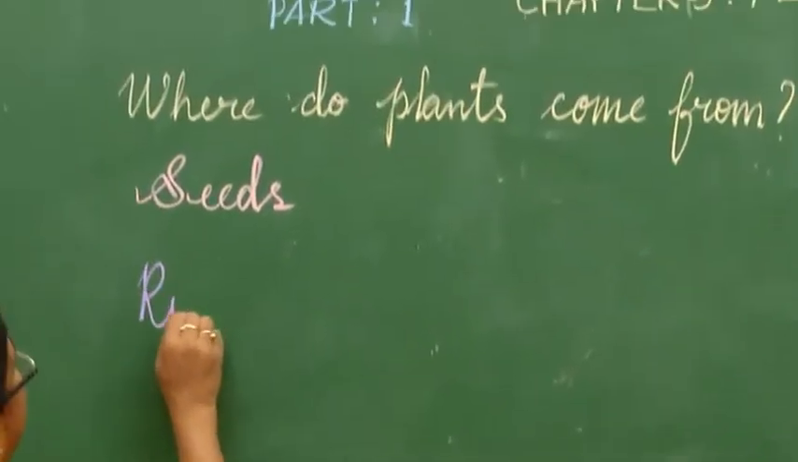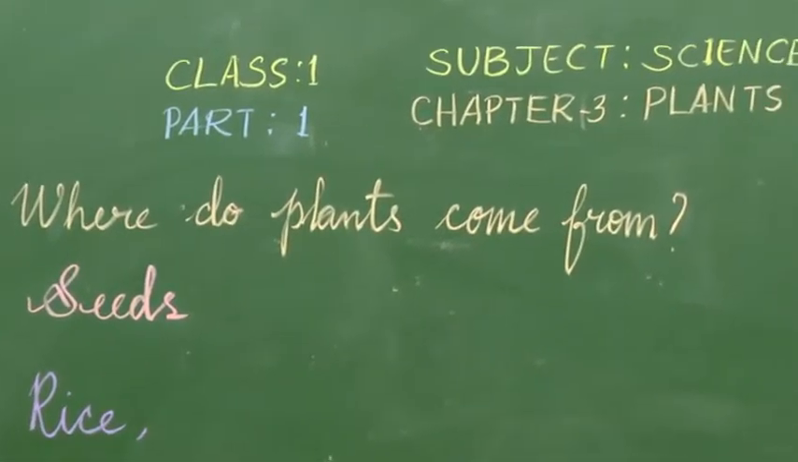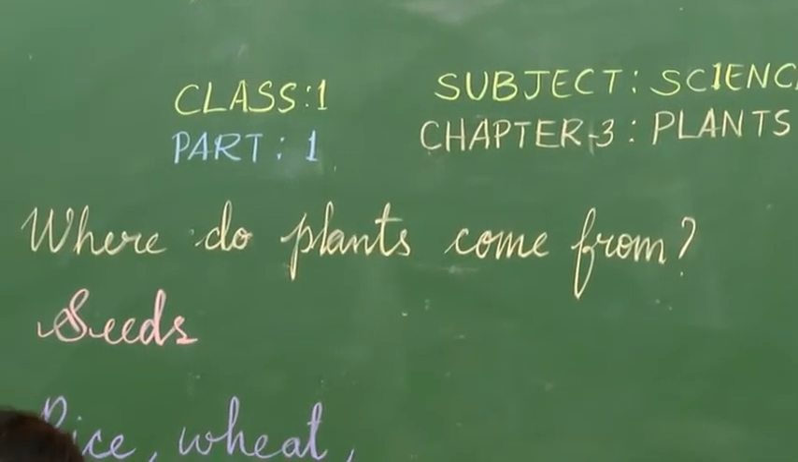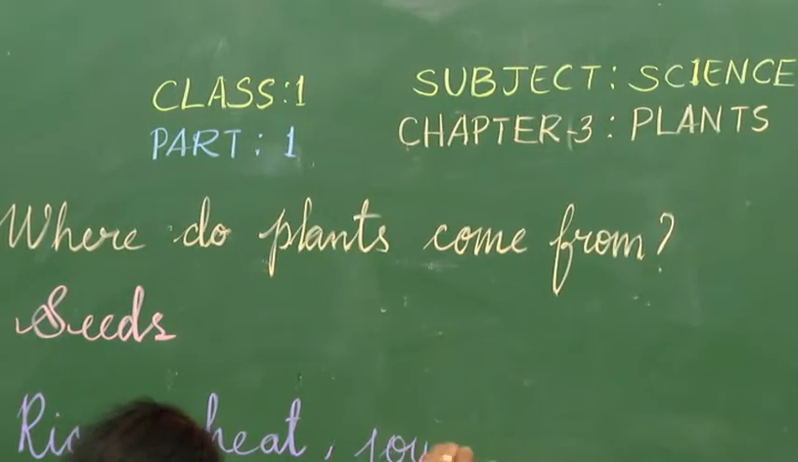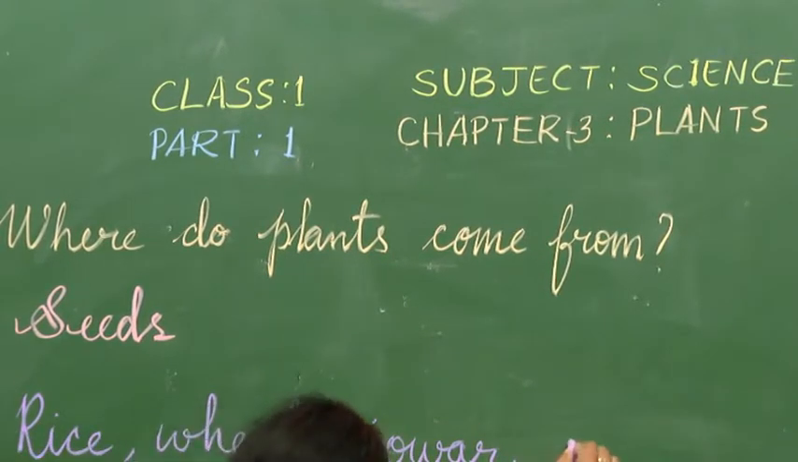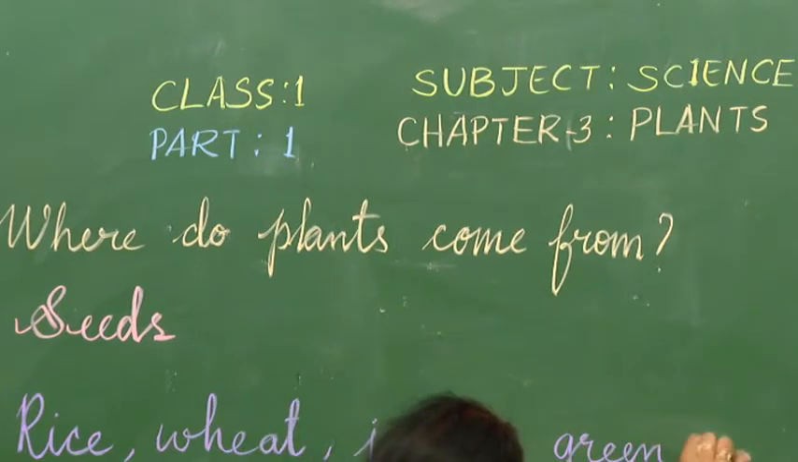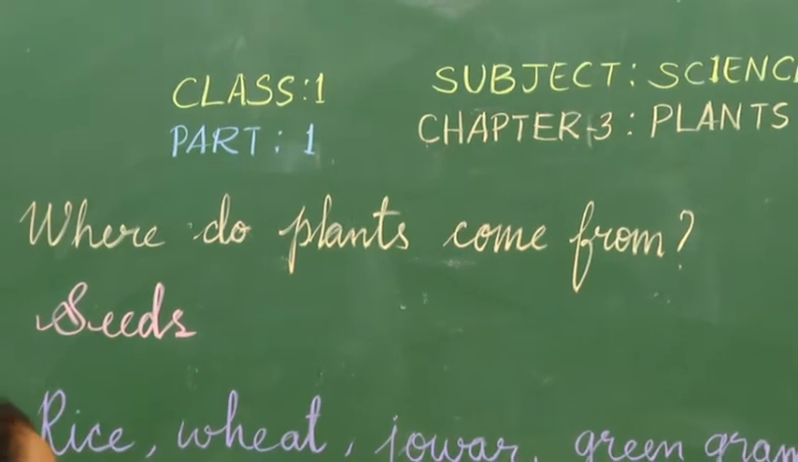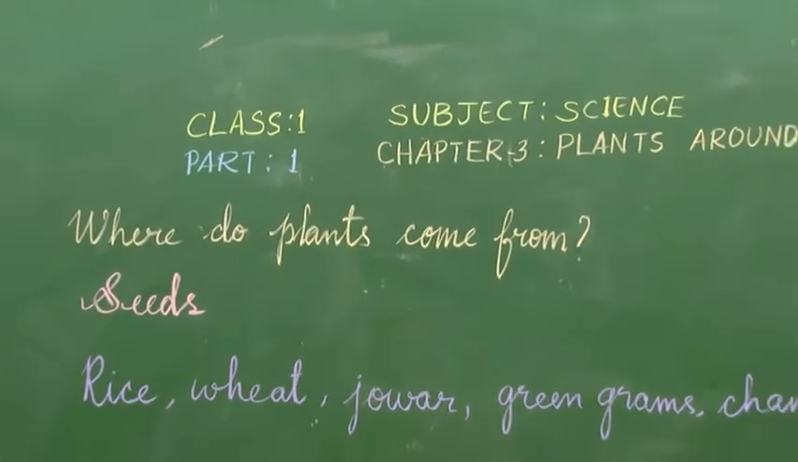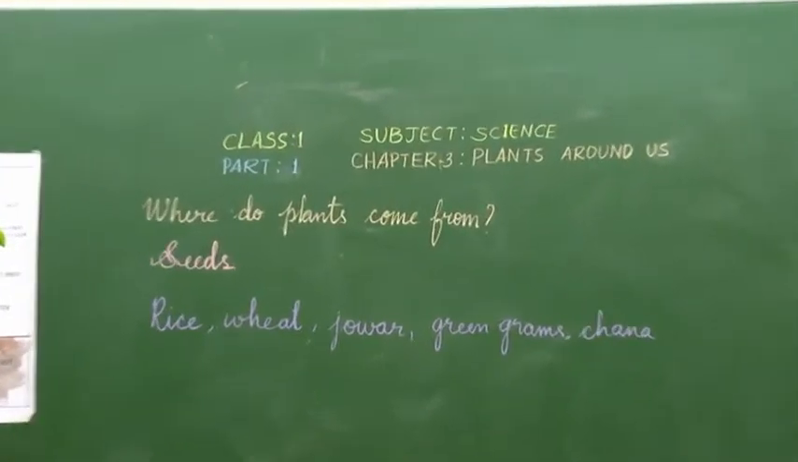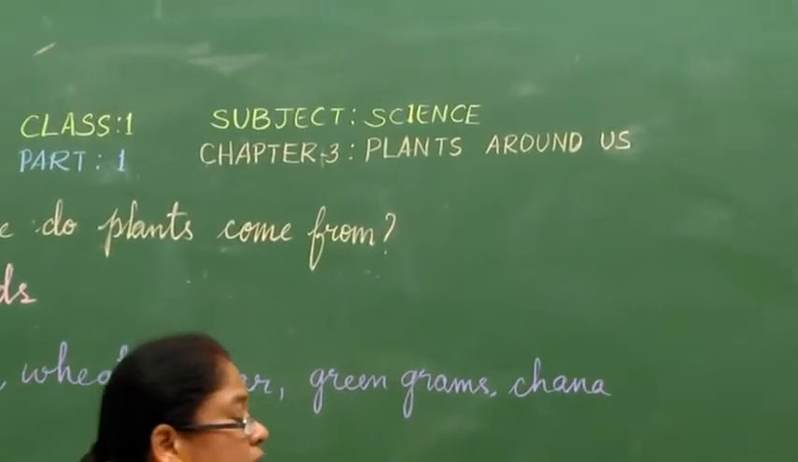Which are the main seeds we eat? Rice, wheat, jowar, then green grams, chana. These are the seeds we eat. How do these seeds grow into a plant? Come on, see in this picture.